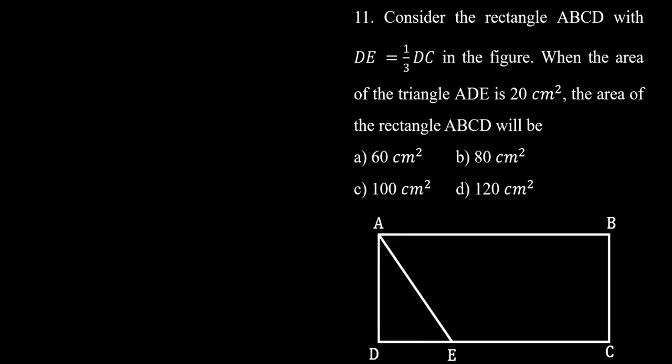I mentioned earlier, a certain part's area is given, you need to calculate the entire area of the diagram. That's the model we are discussing now. A particular part's area is given, you need to calculate the entire area. DE is 1 by 3 DC. Or you can put this equation as DC equal to 3 DE.